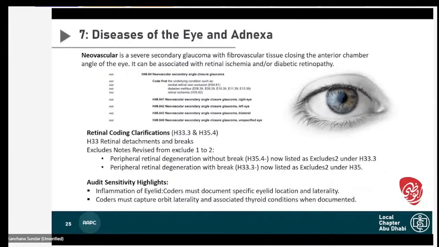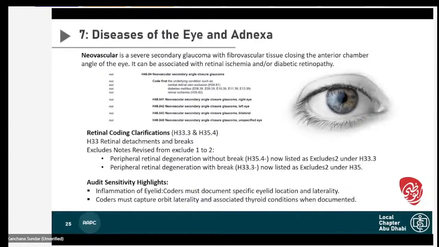So coming to our audit sensitive highlights, inflammation of eyelids, please be aware that there is a huge specificity on laterality and location available. Please ensure that you are appreciating it from the document and coding it appropriately. And when it comes to orbital, capturing the orbit laterality and associated thyroid conditions, you have to be very specific about whether it has been related in the document or not.